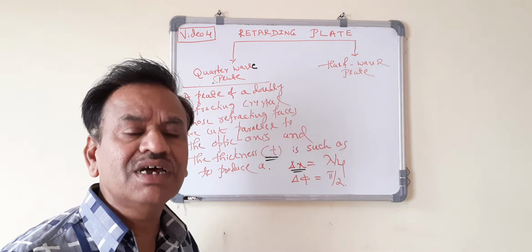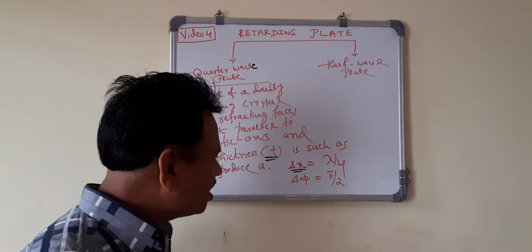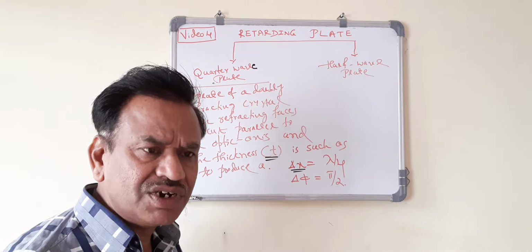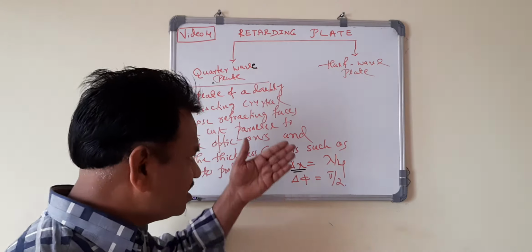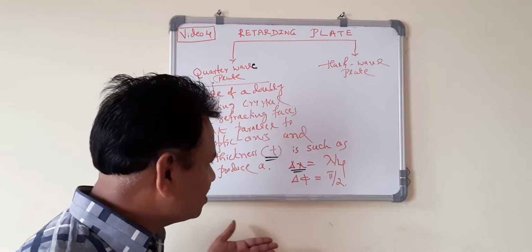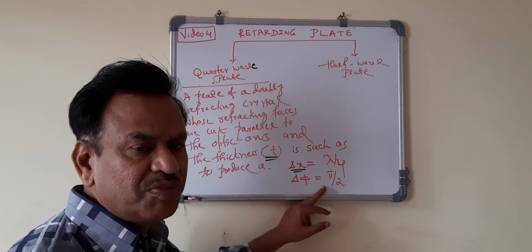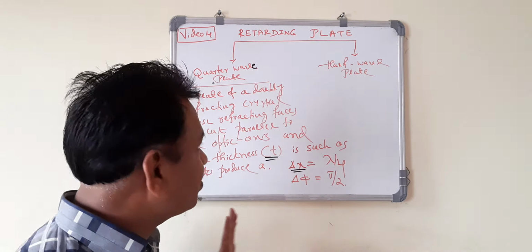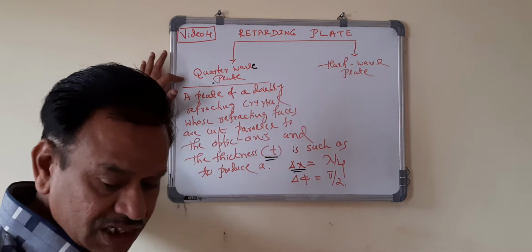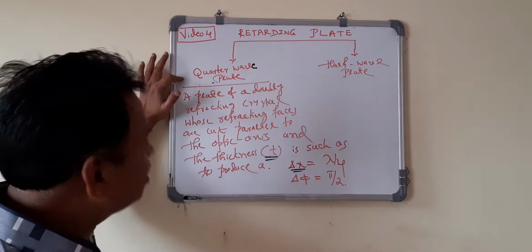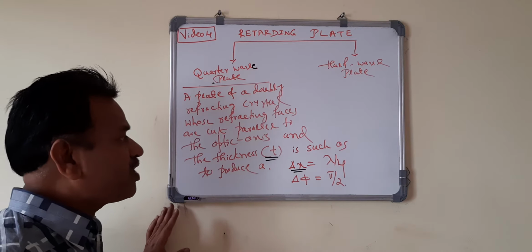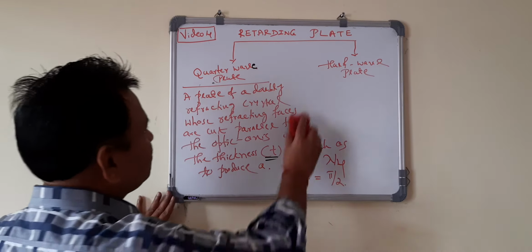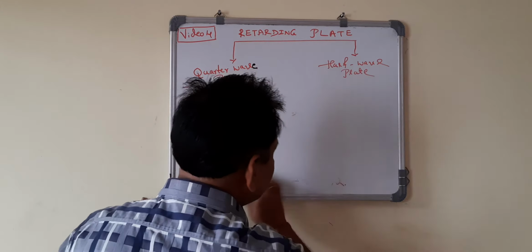Go through the previous derivation in video 3, where elliptical polarization, circular polarization and plane polarization are discussed from the mathematical equation. There you will come across the phase difference equal to 90 degrees. Remember, the quarter wave plates are used to produce circularly polarized light, and also elliptically polarized light.